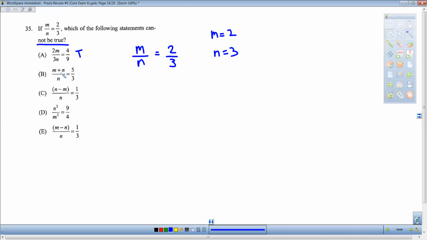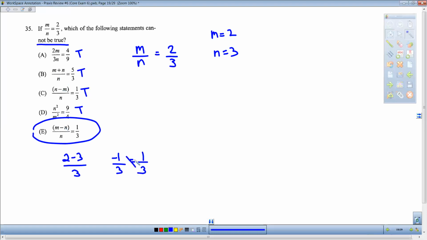M plus n, so 2 plus 3, that's 5, divided by 3, that's a true statement. N is 3, so 3 minus 2 is 1. 1 divided by n, or 1 divided by 3, that's a true statement. N squared is going to be 9. M squared is going to be 2. When you square 2, you get 4. That's a true statement. So this must be our only answer here. So m minus n would be 2 minus 3 divided by 3. This would be negative 1/3, and it does not equal 1/3.